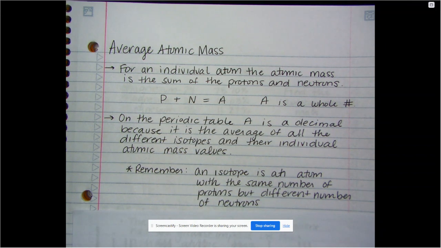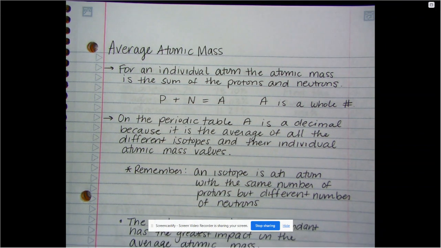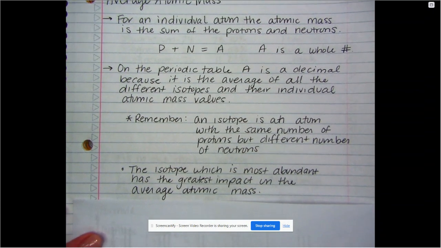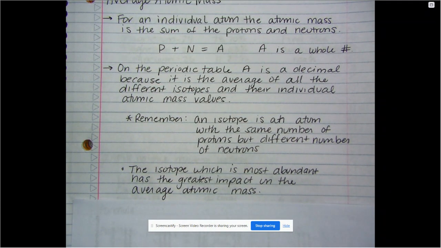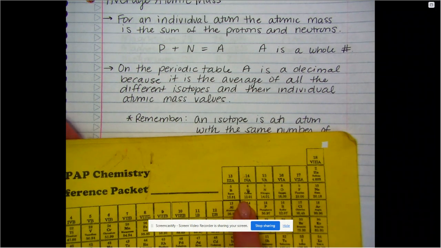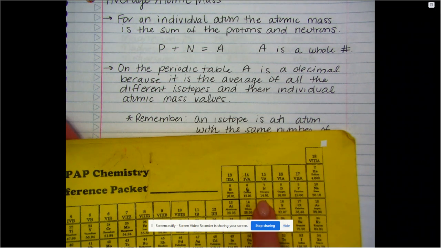When I look at the periodic table, I can tell which isotope is most abundant based on what my average atomic mass is closest to, because the isotope that is most abundant has the greatest impact on that average atomic mass. For example, when I look at carbon, I can tell that the most abundant isotope of carbon is 12 because this average mass is really, really close to 12. Same thing with nitrogen. I can tell that the most abundant atomic mass is 14 because the average on the periodic table is close to 14. Okay?